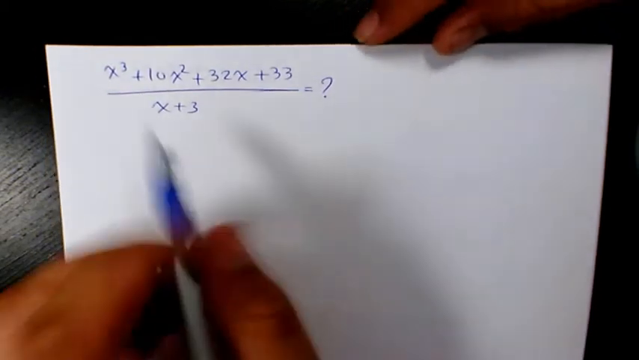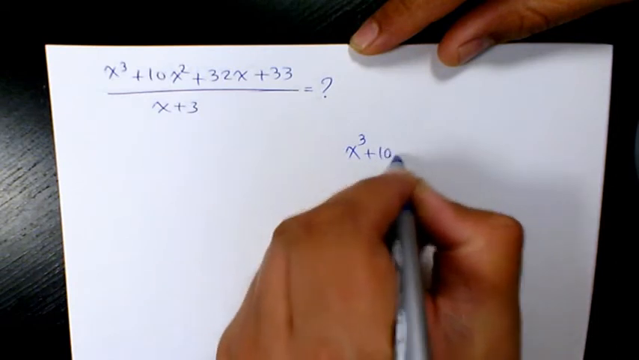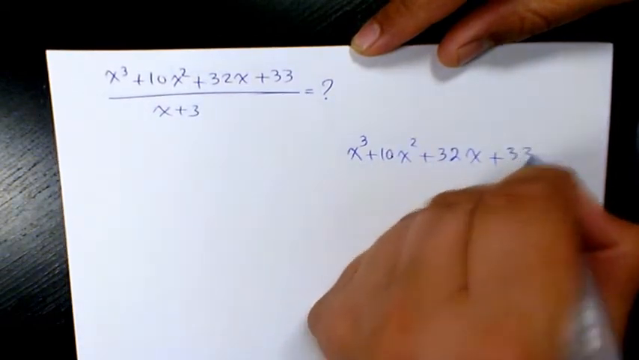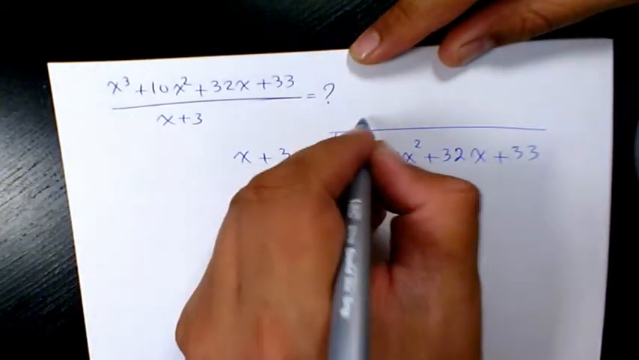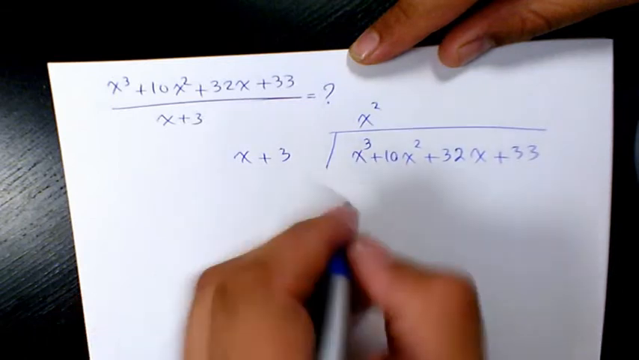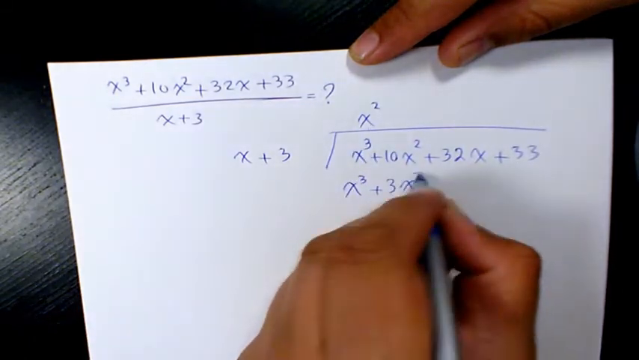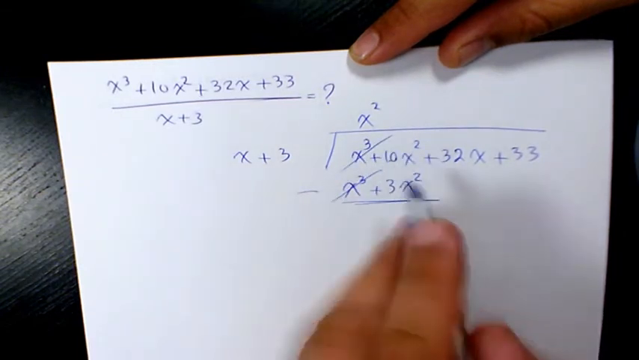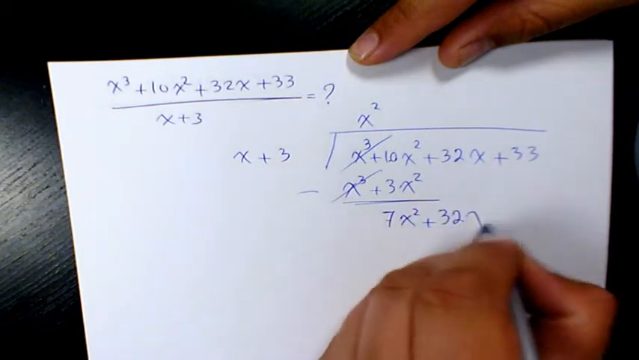Next one. x cubed plus 10x squared plus 32x plus 33 divided by x plus 3. x cubed divided by x, x squared. x squared times x, x cubed. x squared times 3, 3x squared. When you subtract it, these two cancel out. 10x squared minus 3x squared is going to be 7x squared. And bring the next one down, 32x.